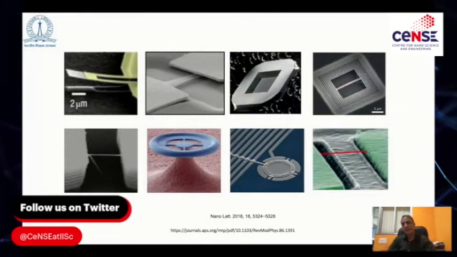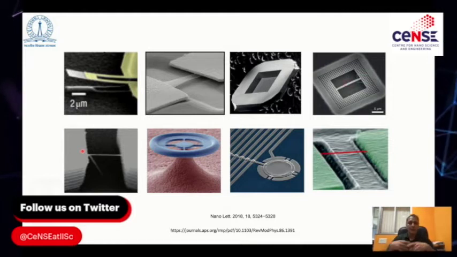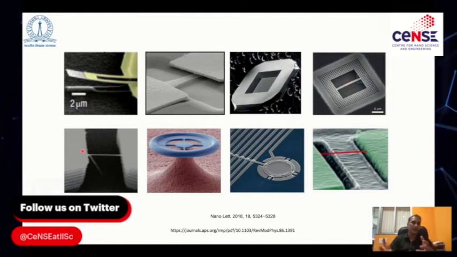What I was talking about is the kinds of devices people make. When we talk about electromechanical systems or opto-mechanical systems, we are making these on chip, and we use these for all kinds of things, from sensing to studying, for example, nonlinear dynamics, or to study quantum effects, to see whether we can observe quantum effects in these mechanical structures.